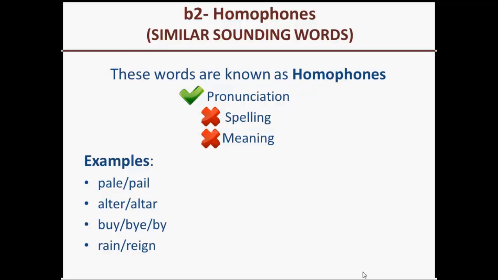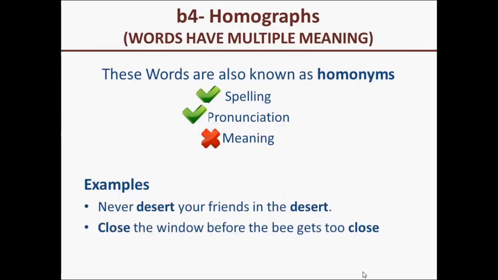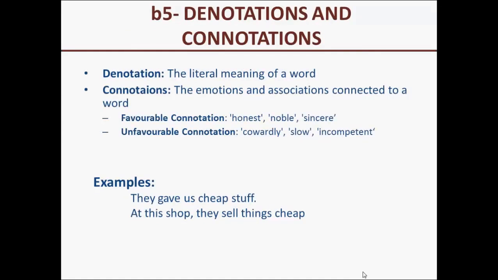You can find these in the dictionary, but don't memorize them, okay? They're just an idea. We're not going to test you on this. There are hundreds of things that are similar to this. So don't worry about it. This just gives you an idea of how to be specific with words. Never desert your friends in the desert. لا تترك. Desert يترك. Desert Sahara. Close the window. This is a verb. Close the window before the bee gets too close, قريبا. Okay. These are examples that you have to be specific with your language. That's all. You don't have to remember them.